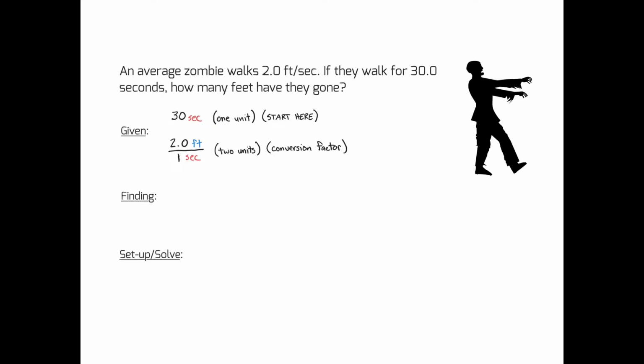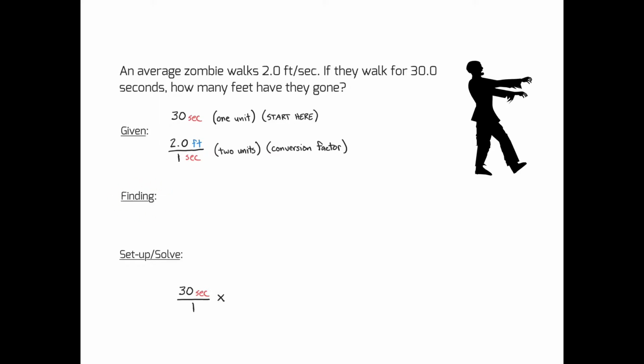And the fact that 30 seconds has just one unit tells us that we're going to start our calculation with 30 seconds. So anytime they give you a value that has just one unit, that's where you're going to start your calculation. So we're going to start our calculation like this, and we put 30 seconds over 1 just to make it easier to see that seconds are in the numerator. Now we don't know what comes next yet, right? We're going to figure that out by looking at what it is we're trying to find.